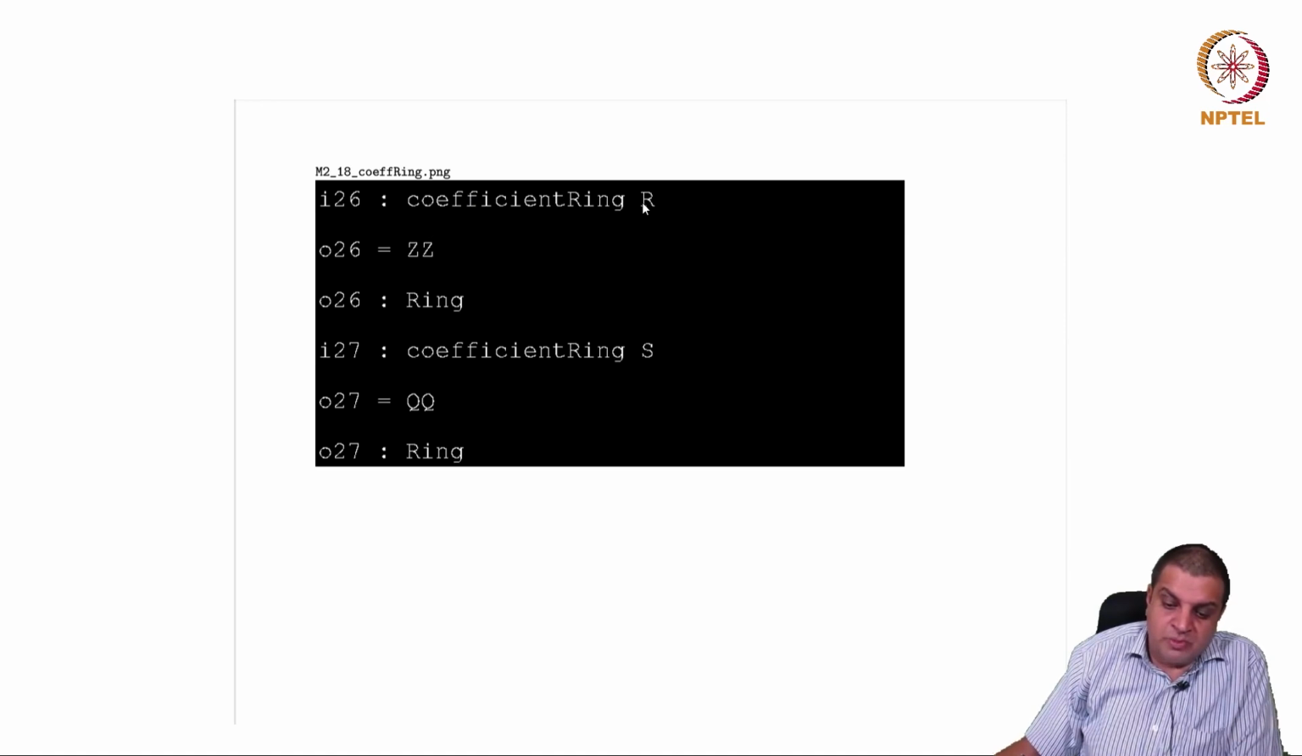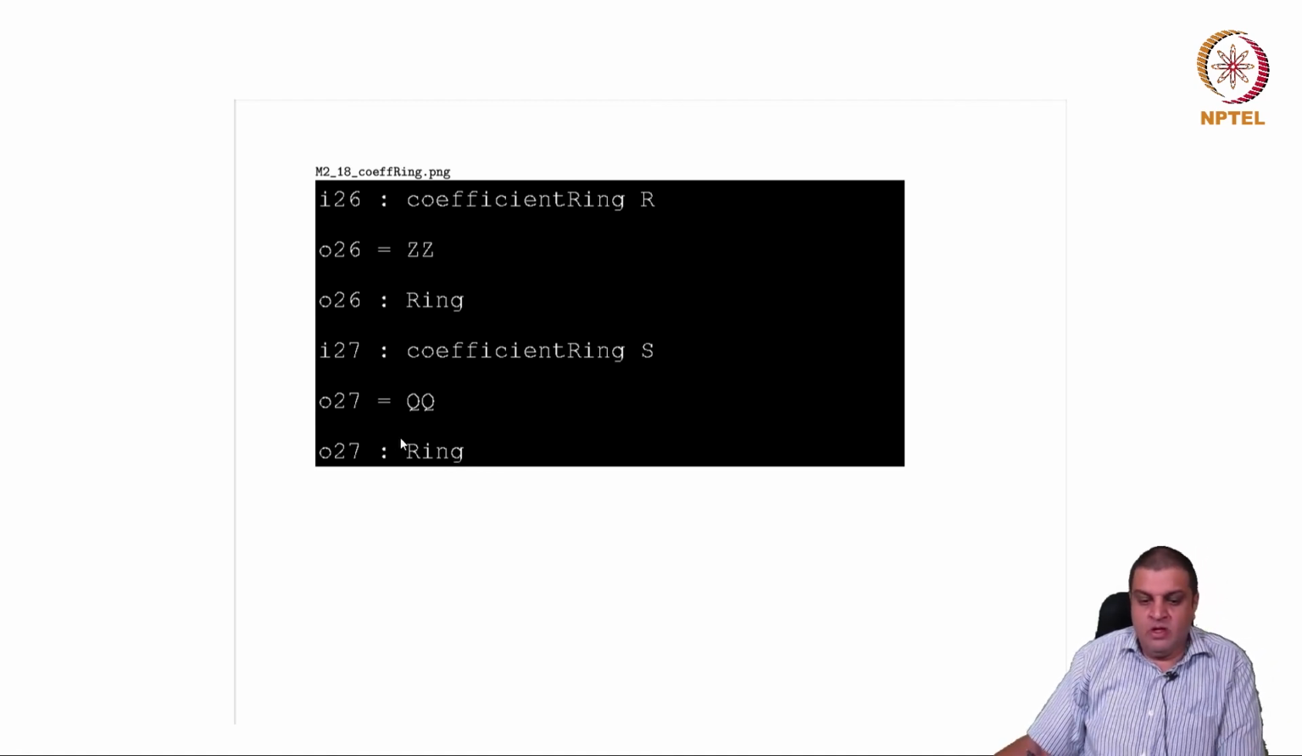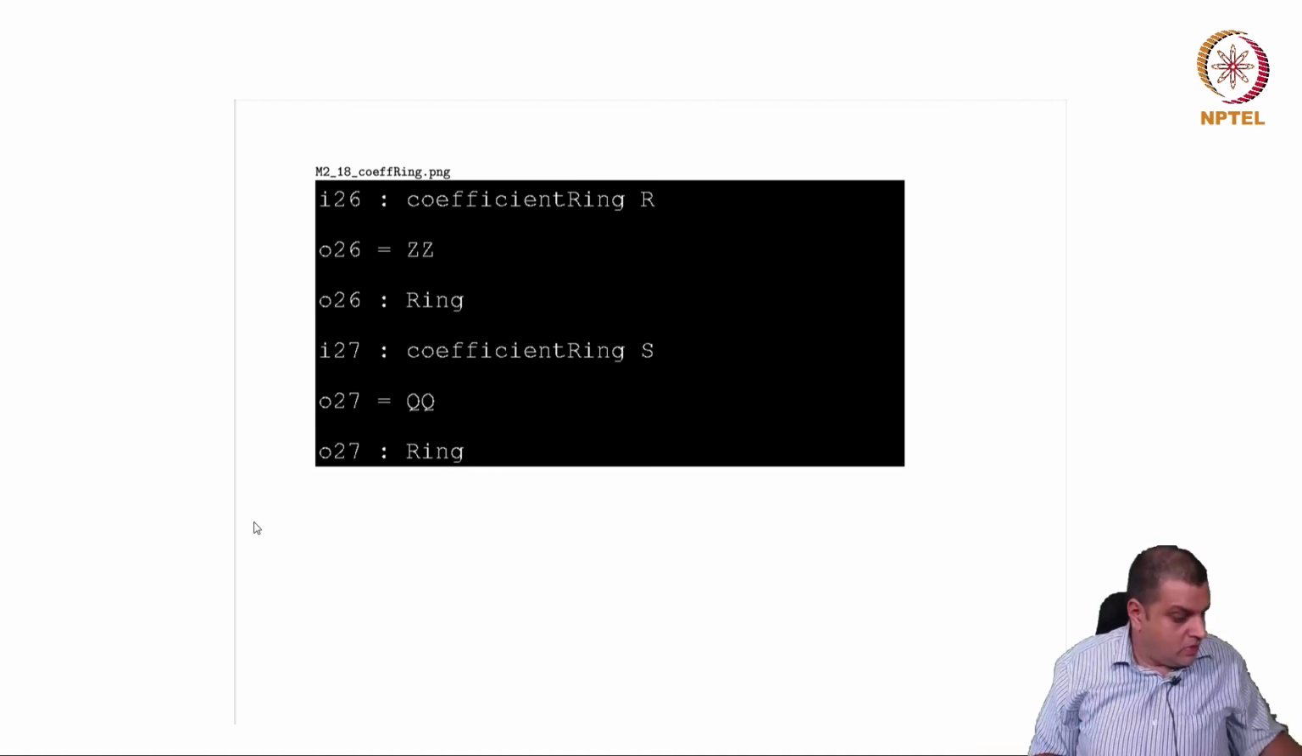We can ask where the coefficients of these rings come from. Remember, R was a polynomial ring in x and y over the integers. S was a polynomial ring in x and y over the rationals. So if you ask for the coefficient ring of R, one would get ZZ, and it's a ring, and the coefficient ring of S is QQ, and that is a ring. So this is the end of the first lecture.